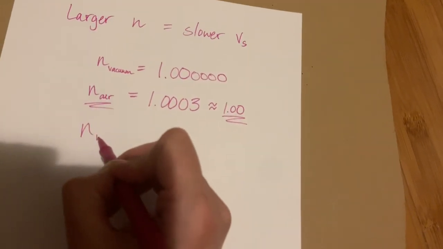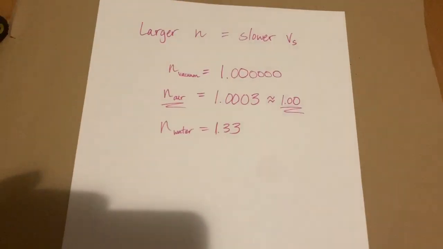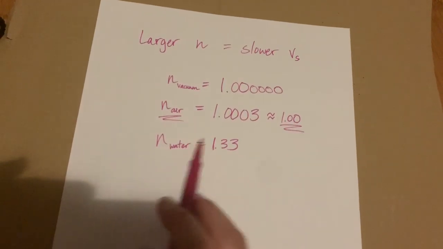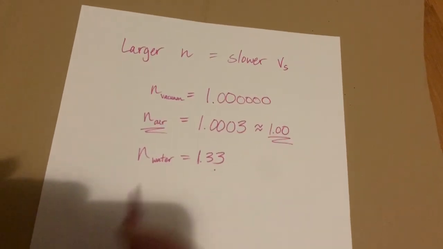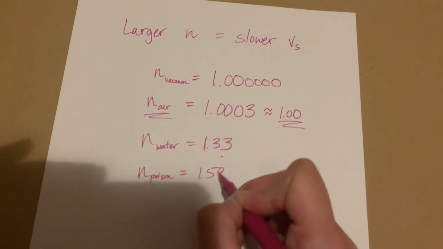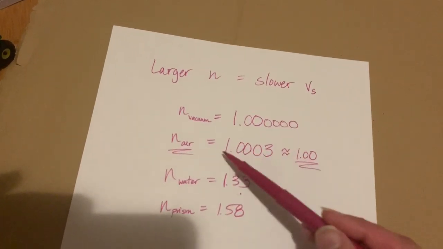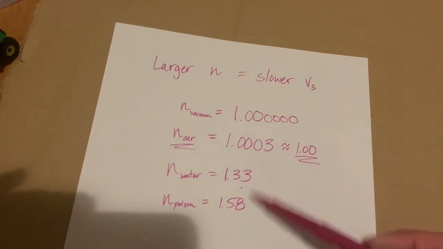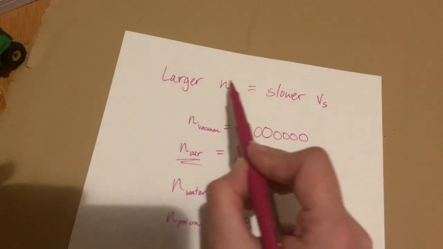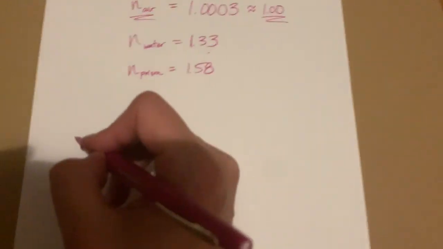In contrast, n of water is 1.33. Water being a liquid means it's going to be even slower than in air, and so we're going to have a higher index. And then, of course, we had the n of the prism, which was that 1.58. So, gas, liquid, solid. You can see the index increases as we get into denser materials, and that's because larger index indicates slower speed.